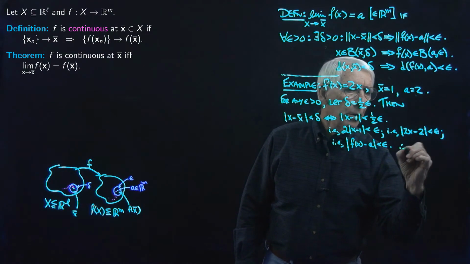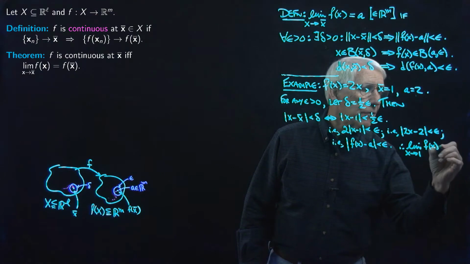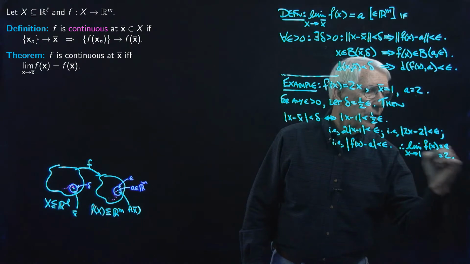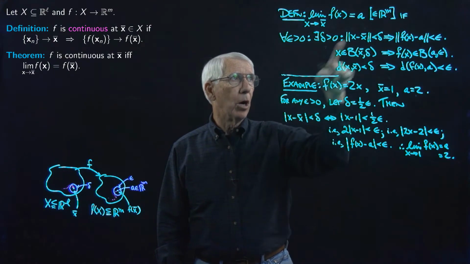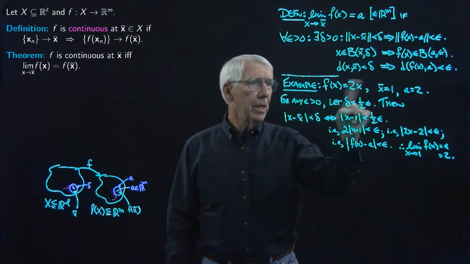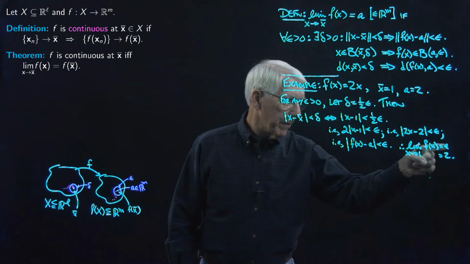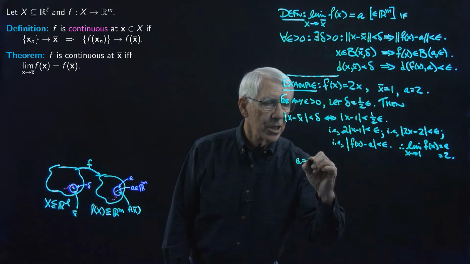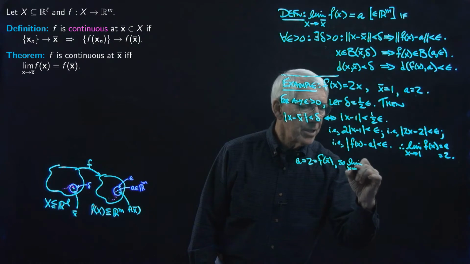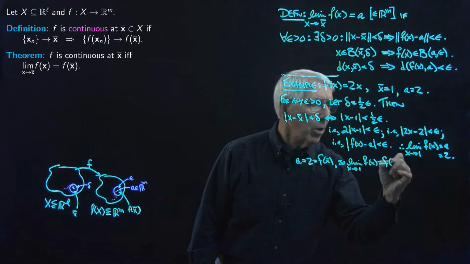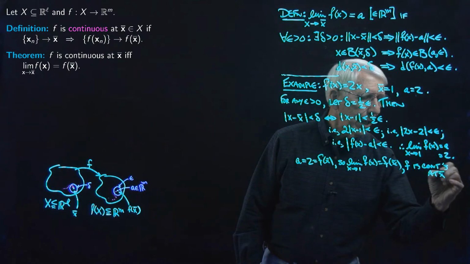So therefore, we have the limit as x goes to 1 of this function is a, which is 2. And then let's finally notice that this also establishes that the function's continuous at x bar equals 1. The function's continuous at x bar equals 1 because a is f of x bar. So the limit of f of x is equal to f of x bar. So let's just say a is 2, which is f of x bar. So the limit as x goes to 1 of f of x is f of x bar. F is continuous at x bar equals 1.